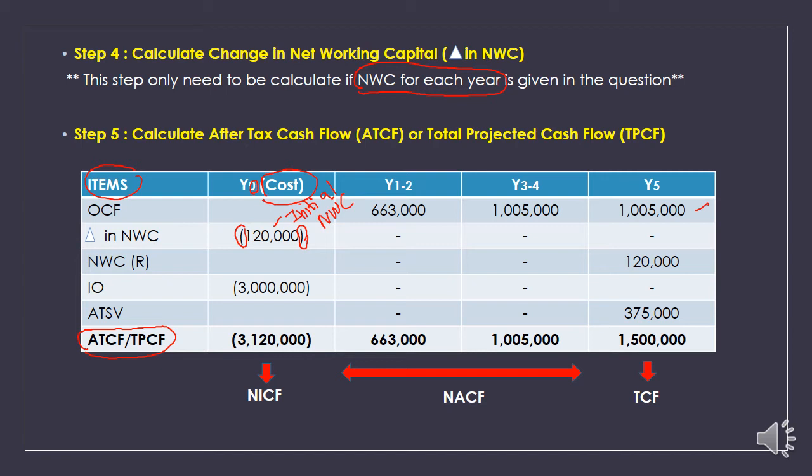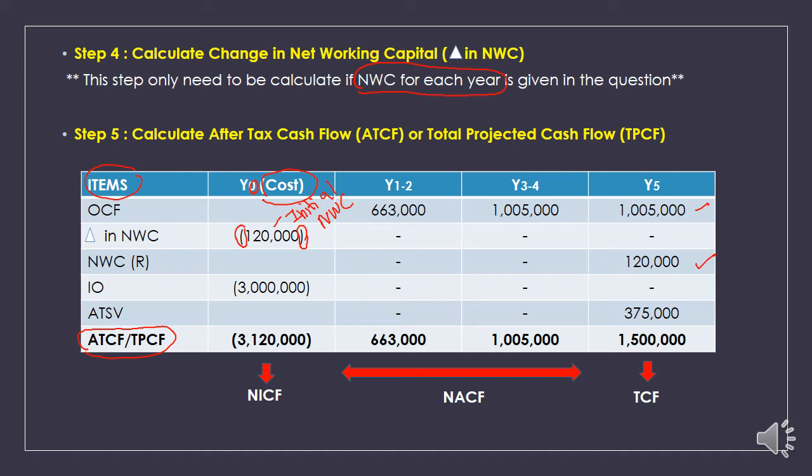Next we move to the third item, which is net working capital recovery. Based on the information given in the question, it was mentioned that the net working capital amount, which is 120,000, will be fully recovered at the end of the maturity period, which is at the end of year 5. So the cost of 120,000 of net working capital will be recovered back at year 5. At net working capital recovery here, you add the amount of 120,000, which is the initial amount of net working capital, because it will be recovered at year 5.